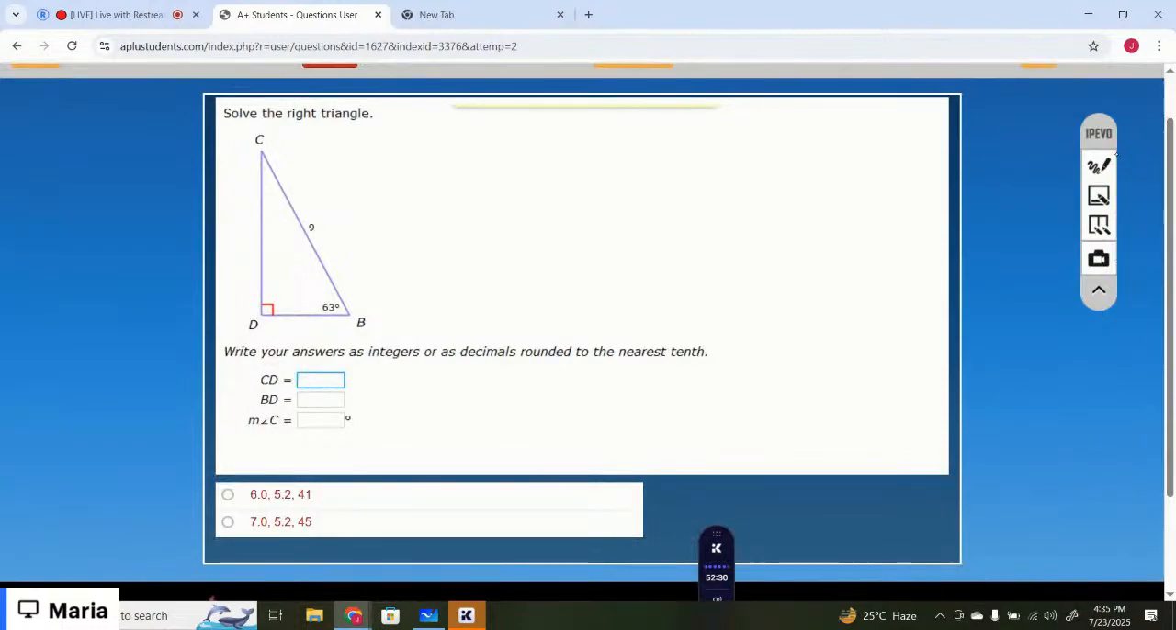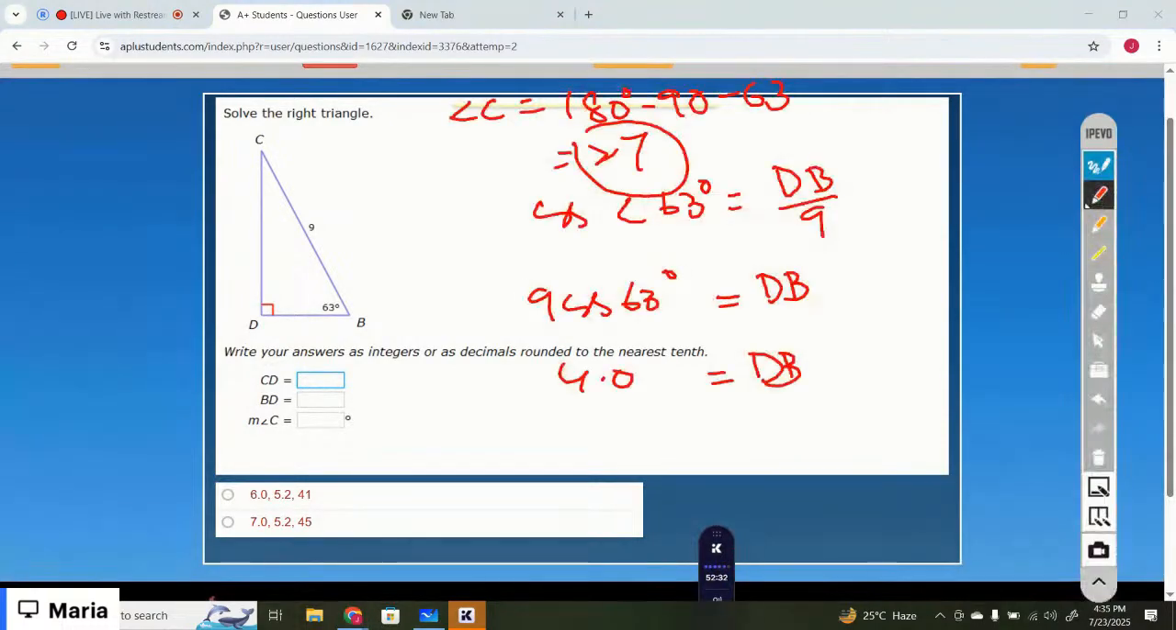So basically, this is what we have to do. The first thing is we need to find the angle. The sum of angles in a triangle is 180 degrees. So 180 degree minus 90 minus 63 equals 27 degrees, right? So now we have used cos 63 equals dB over 9. So dB equals 9 times cos 63. So dB equals 4.0.